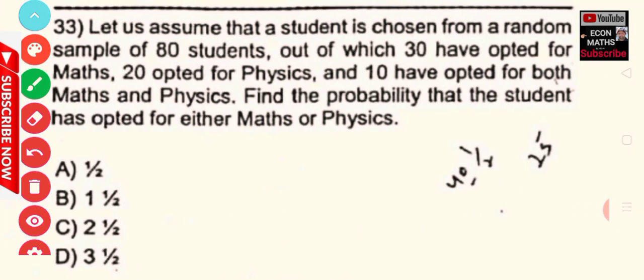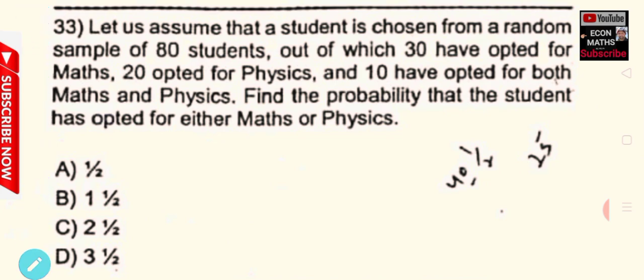Coming to the next question that was asked. Let us assume that a student is chosen from a random sample of 80 students, out of which 30 have opted for maths, 20 opted for physics, and 10 have opted for both maths and physics. Find the probability that the student has opted either maths or physics. So we have a sample of 80. From there, 30 have opted for maths, 20 for physics, 10 have opted for both.